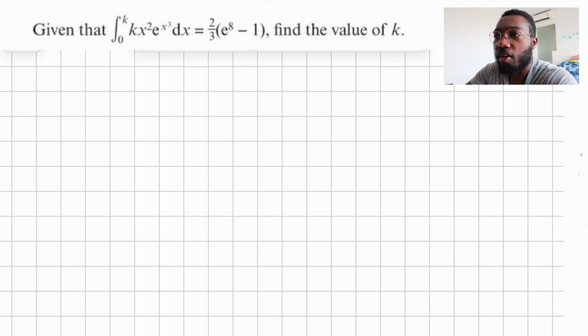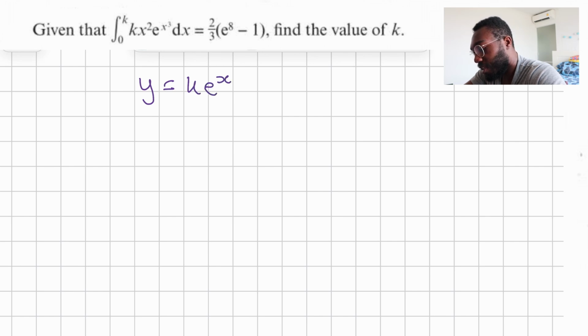So we know that most likely e to the x to the 3 will give us our x squared. Therefore, we also have the k as well. What we can do is consider that y, if we were to integrate this, would equal k e to the x to the 3. We don't know what k is yet, so let's just consider that all of this would give us what we want.